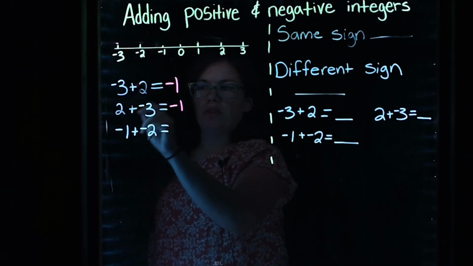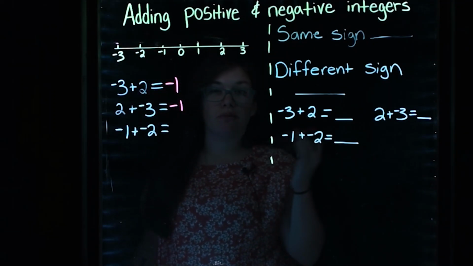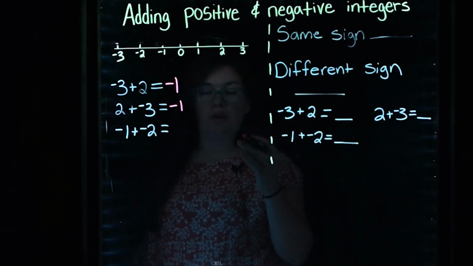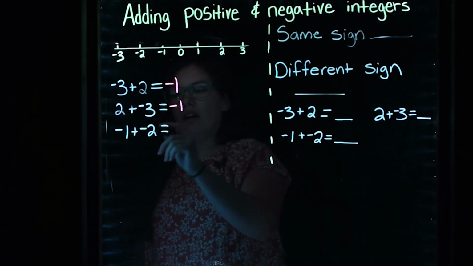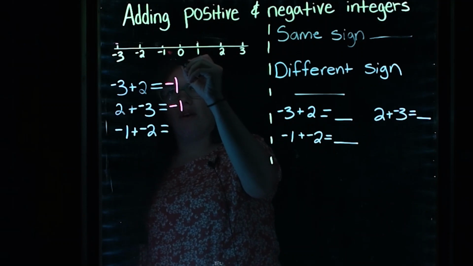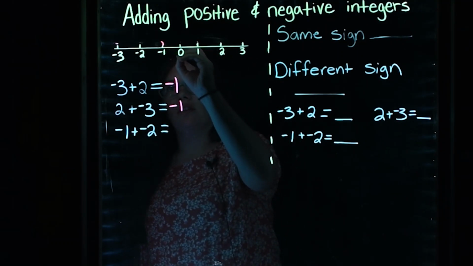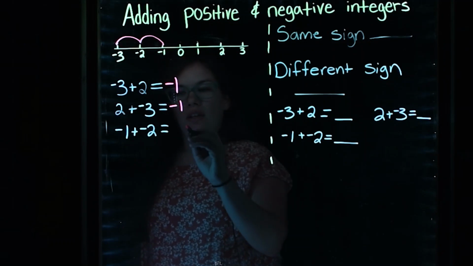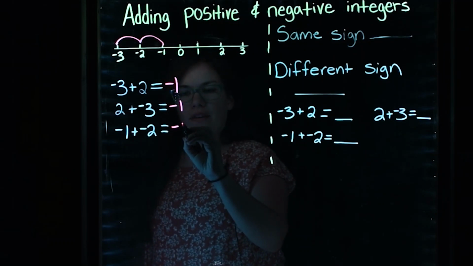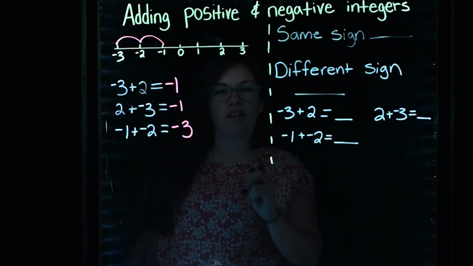So it doesn't really matter which order they're in, it just matters which one has the negative and which one is the positive. So let's go ahead to this one. I'm going to start at -1. Since it's a -2, I'm going to go to the left 2 units. 1, 2. And that leaves me at -3. So that's how I do it with the number line.